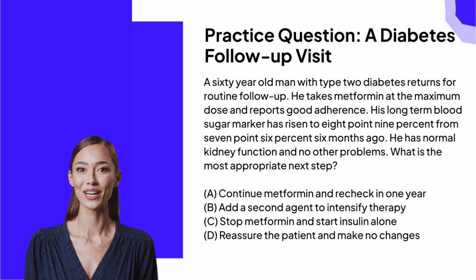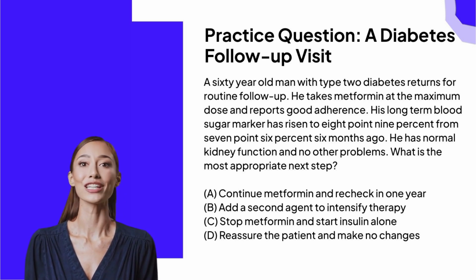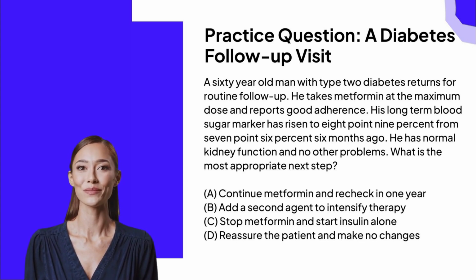Here is our third practice question. A 60-year-old man with type 2 diabetes returns for a routine follow-up. He takes metformin at the maximum dose and reports good adherence. His long-term blood sugar marker has risen to 8.9%, up from 7.6% 6 months ago. He has normal kidney function and no other problems. What is the most appropriate next step?